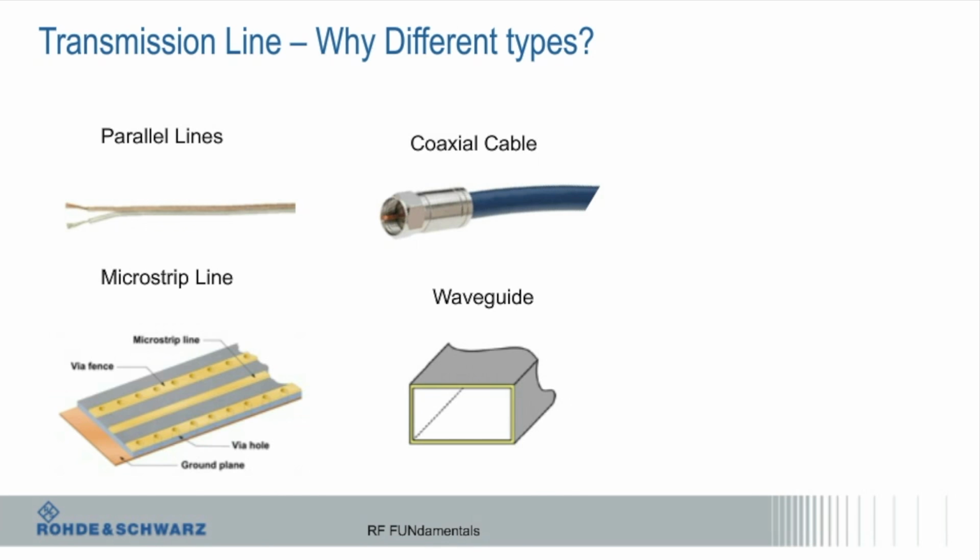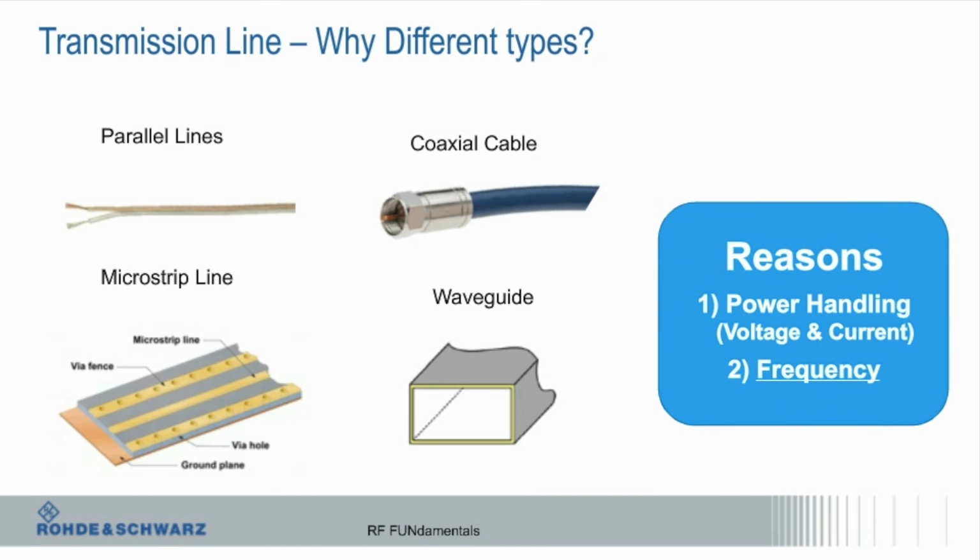Okay, so why do we have different types of transmission lines? Power handling. One of the nice things with waveguides is they're very, very low loss.